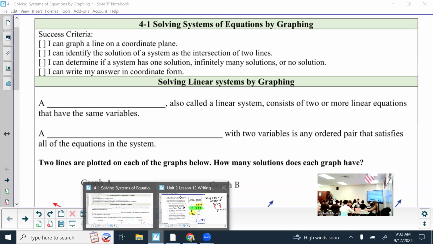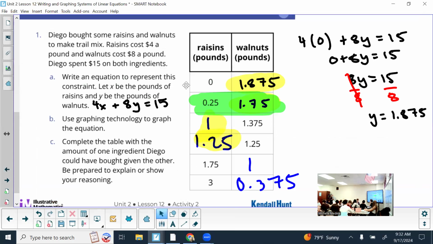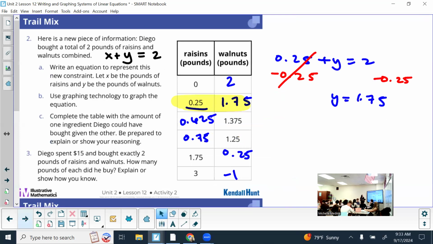Yesterday, we started an activity that is still a good activity, although maybe the end felt rushed. So let me just recap that for you. We looked at two different constraints. One of the constraints was that Diego has a budget of $15 to spend. We made an equation to represent it. You could see all the different combinations that make this equation work. Then we added a different constraint where he's buying a total of 2 pounds and saw all the different combinations you could have for that.